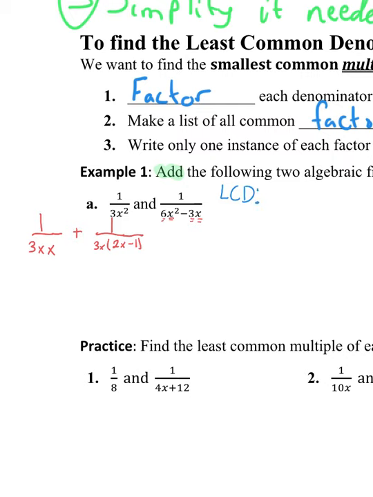So what we want to do is start by saying, what do both denominators have in common? Well, they both have a 3, and they both have an x. So that's the first part. They both have a 3x. Now, what's the left side have that the right side doesn't? Well, the left side has another x. So we're going to put another x up there. And finally, what's the right side have that the left side doesn't? The right side has a 2x minus 1. So we're going to put a 2x minus 1 up here.